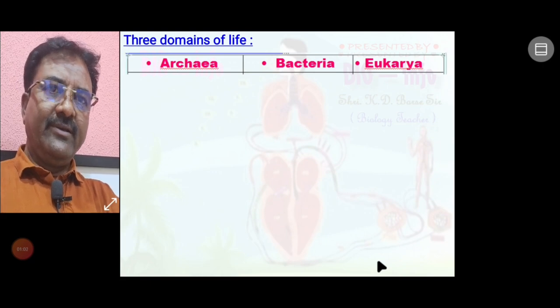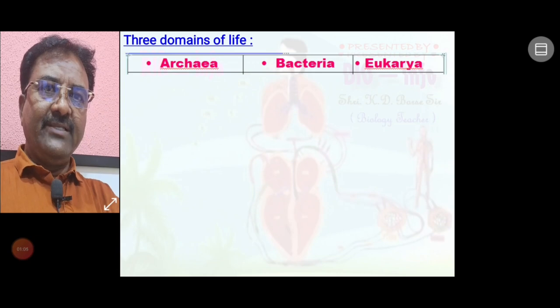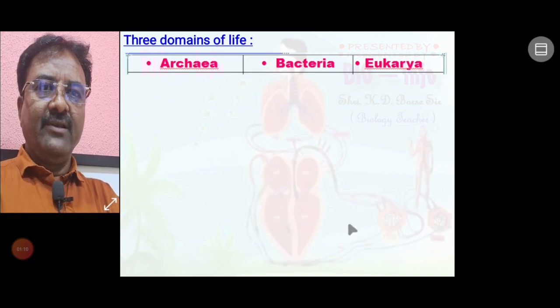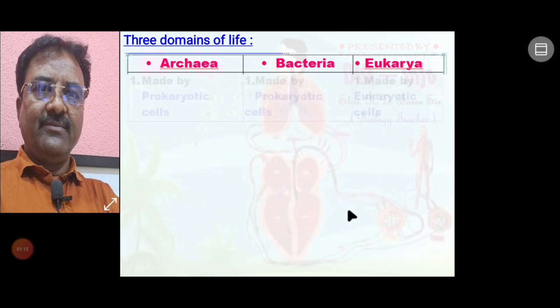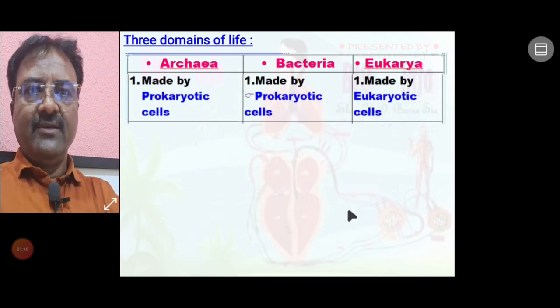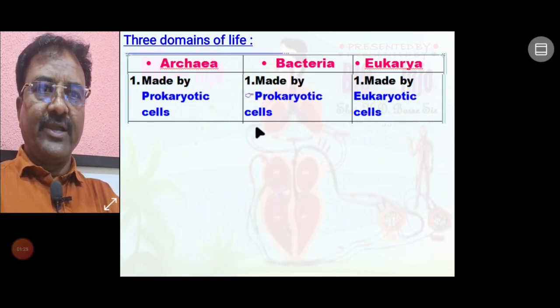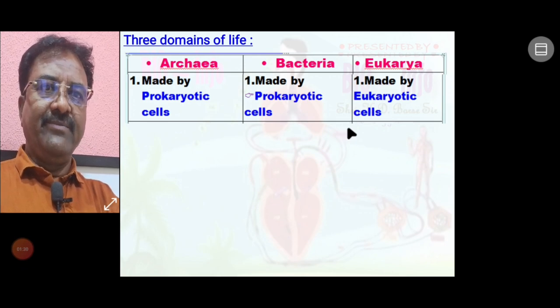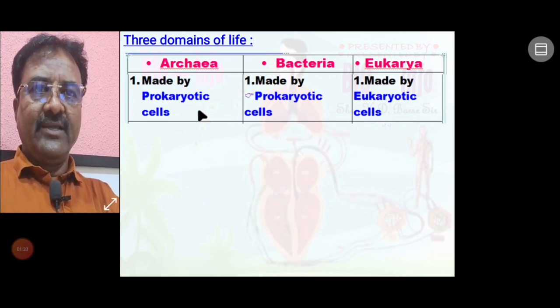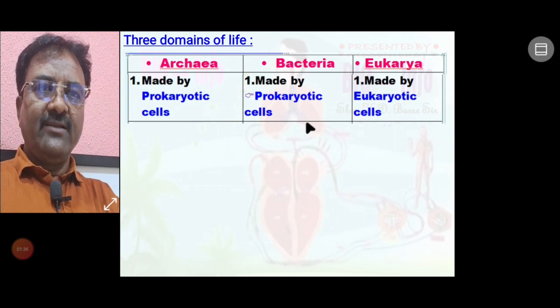We learn how all 3 domains, archaea, bacteria, eukarya, differ from one another. First one is cell type. Archaea are made of prokaryotic cells, bacteria are also made of prokaryotic cells, and eukarya are made of eukaryotic cells. So this is the difference between them: archaea prokaryotic cell, bacteria also prokaryotic cell, but eukarya eukaryotic cell.